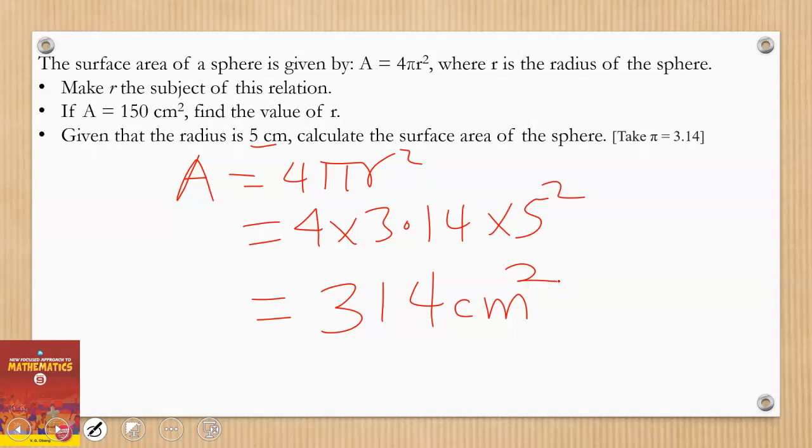So I'm sure we can end here with this example. Go ahead and solve more questions relating to changing of subject and making substitution.